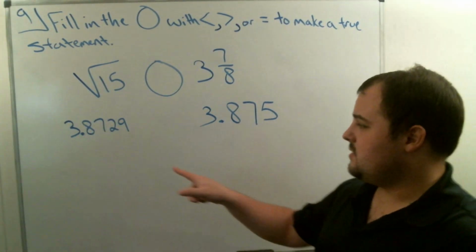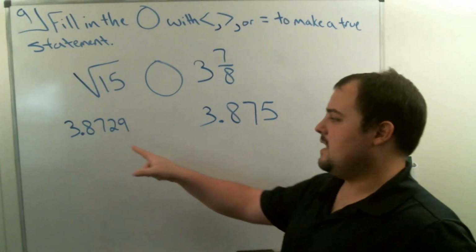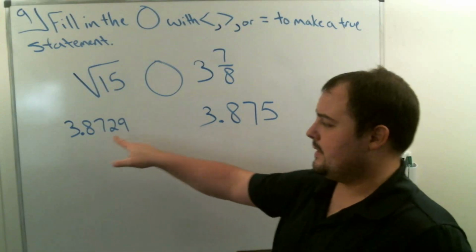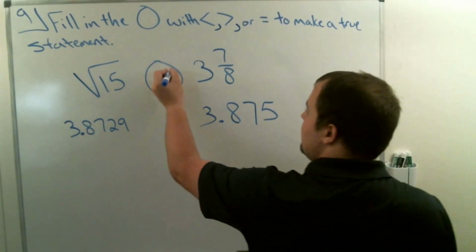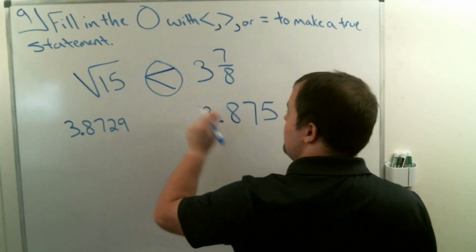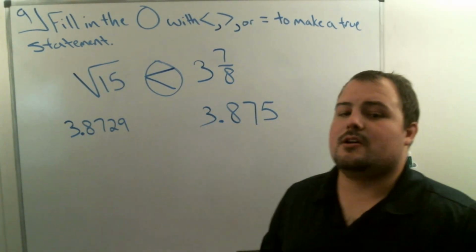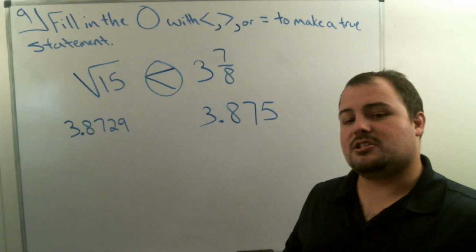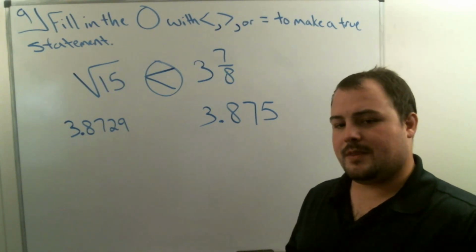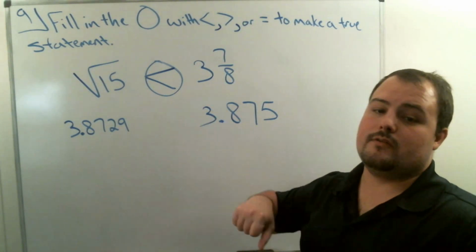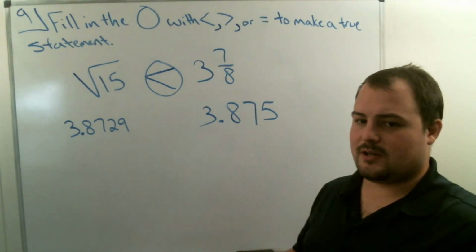3, those match, so keep going. 8, those match. 7, 7. This is 2, this is 5. 5 is bigger than 2. So again, that means that the square root of 15 is less than 3 7/8. And that's how we approach these problems. We want to change them to decimals and then compare them. But always leave your answer in the original format, so that way you can tell which one's bigger or smaller.